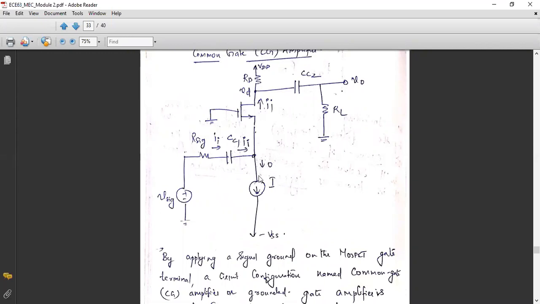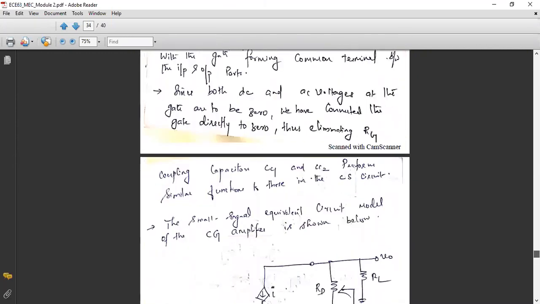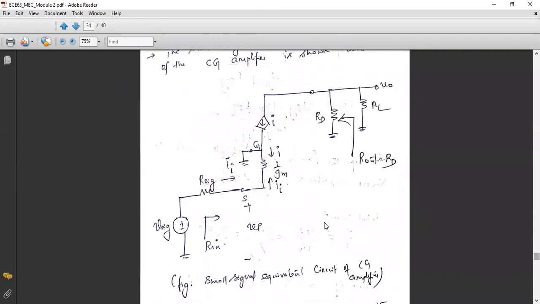I have shown here 0. Why is it not showing downwards? Because here we have an open circuit while performing a small signal analysis. That is what is being shown here. I have omitted this particular portion because that current source portion you need to deactivate while performing any small signal equivalent model.